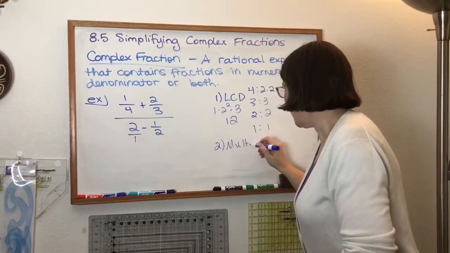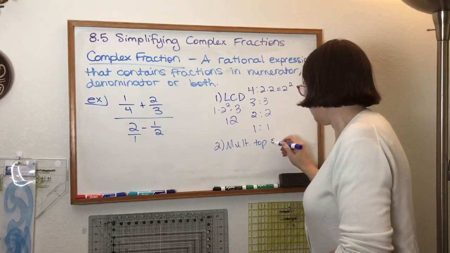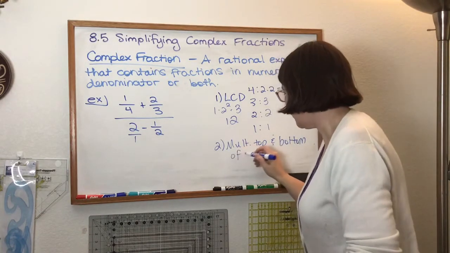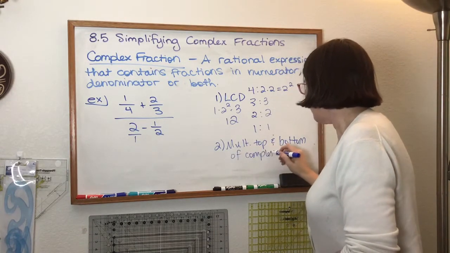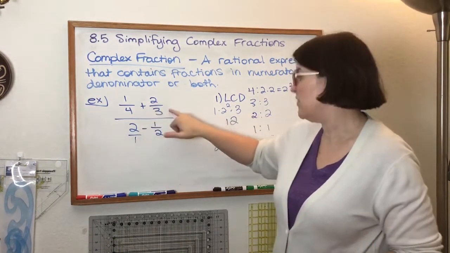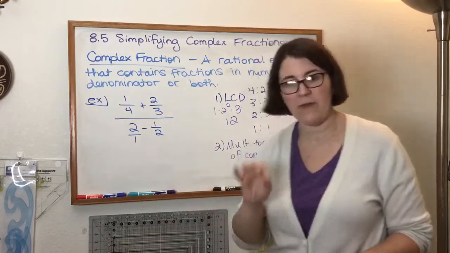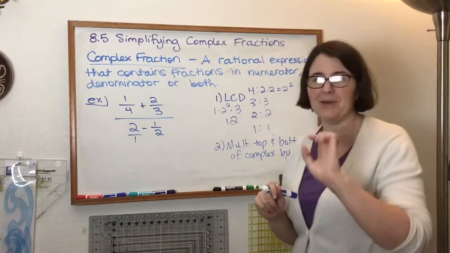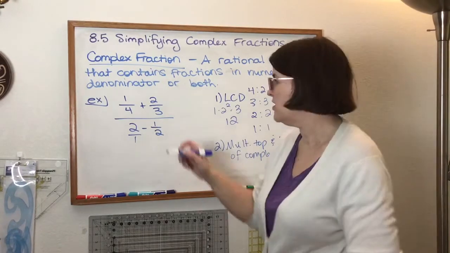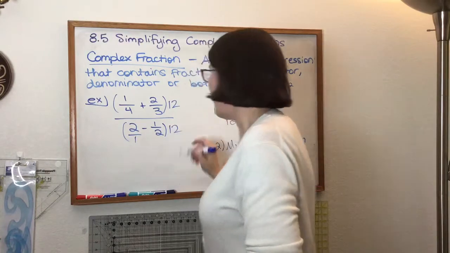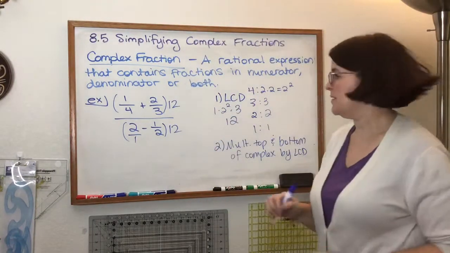Now, here's the part where it gets weird. You're going to multiply the top and the bottom of the complex fraction by the LCD. What I mean is, I'm not going to turn this into 12 and this into 12 and this into 12 and this into 12, because you can do that and it just will take forever. What I'm going to do is a shortcut, and this will help also when we solve. I'm going to multiply the top through by 12 and the bottom through by 12, and watch what happens, okay?